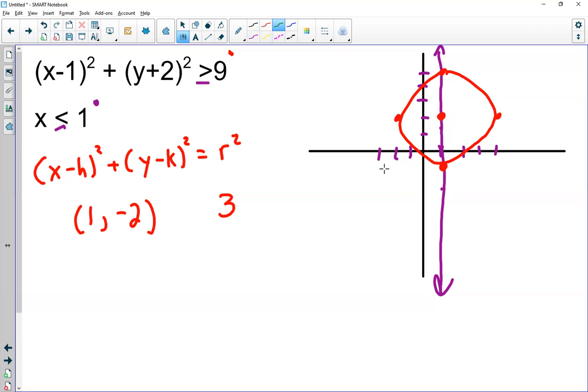Now, if you see how I drew my circle, it might be hitting 0, 0. I'm not sure if it's actually outside or inside. So when you have a situation like that, don't take a risk. Take a point that's obviously not on both lines.